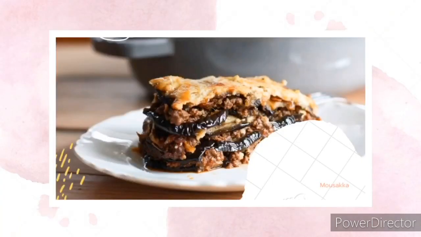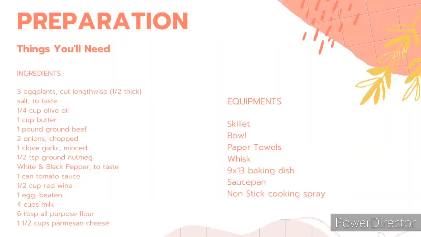First, Mousakka. Mousakka is an eggplant or potato based dish, often including ground meat in the Levant, Middle East. Its ingredients are eggplant, salt, olive oil, butter, ground beef, onions, garlic, nutmeg, white and black pepper, tomato sauce, red wine, egg, milk, all-purpose flour, and Parmesan cheese.